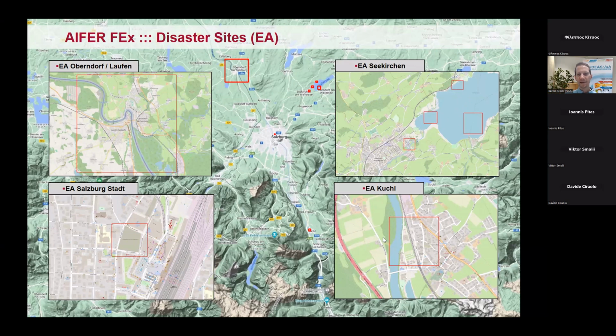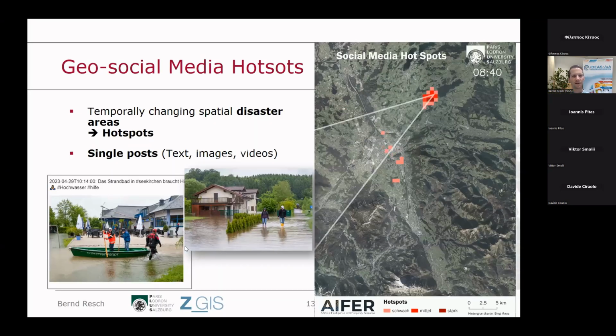And then here in Kuchl, around the train station, we simulated a derailed train. The train was provided here by the Austrian Railway Services, and the scenario was that this was a dangerous goods train. So we had CBRN units there together with the fire brigade and the Red Cross. What are the data sets we used? Social media hotspots I talked about.